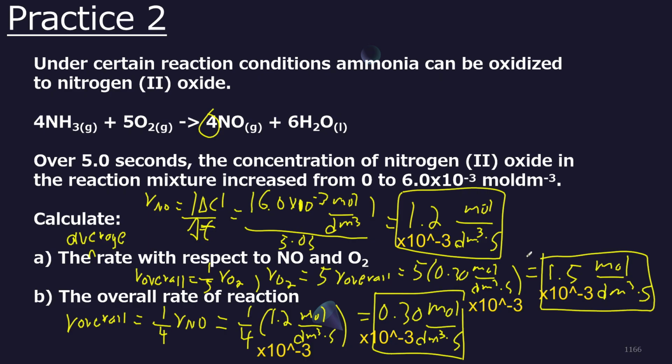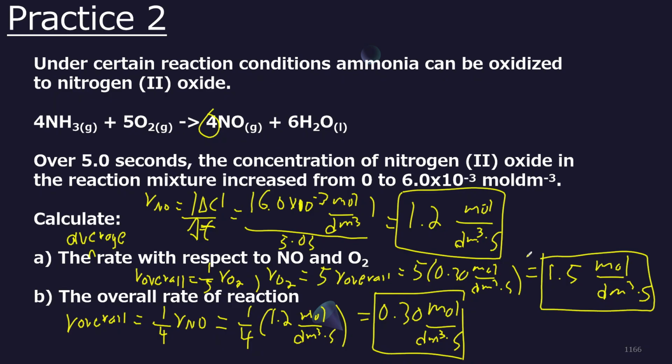And that should make sense, right? Every time one of these processes happens, 5 units, either moles or atoms or whatever, of O2 will be used up to make this process proceed forward. Compare that to only 4 of NO being produced. So the rate when you look at NO is 1.2 mole per decimeter cubed per second, but if you look at O2 being consumed, it's slightly faster, but they are linked together through the overall rate of 0.3 mole per decimeter cubed per second.